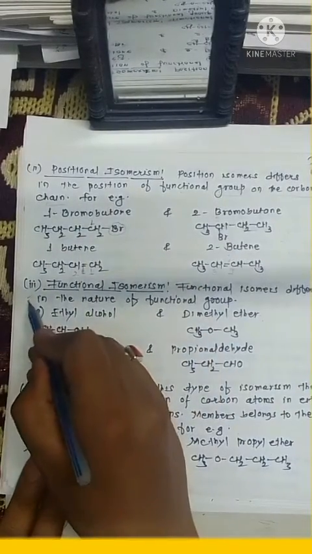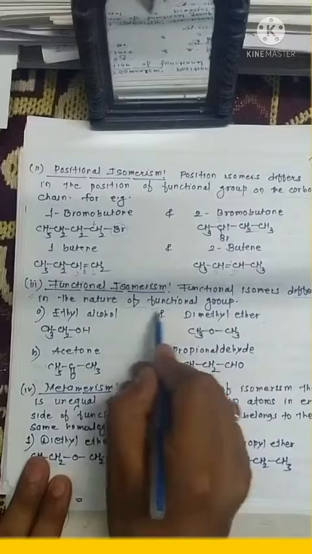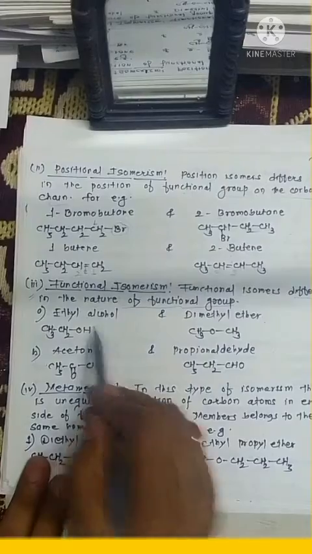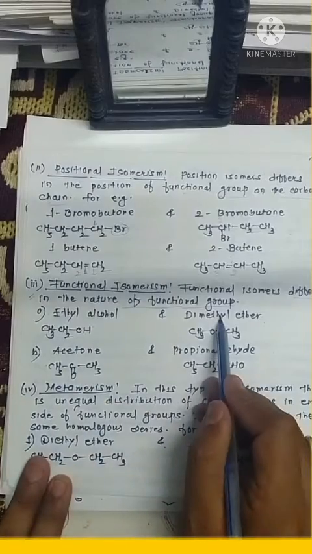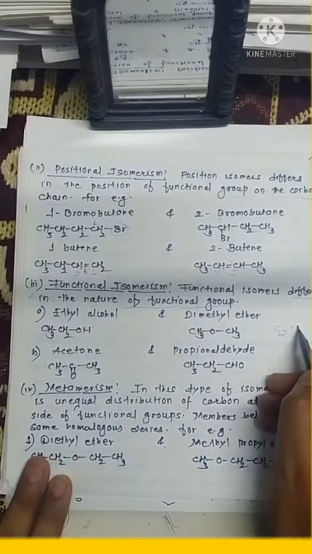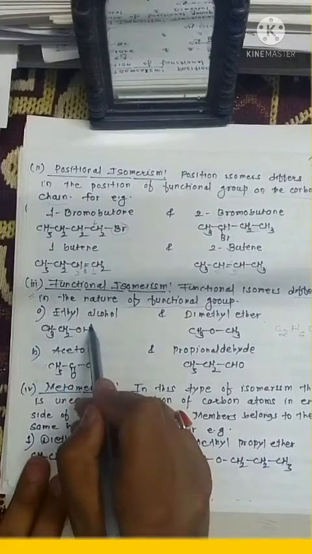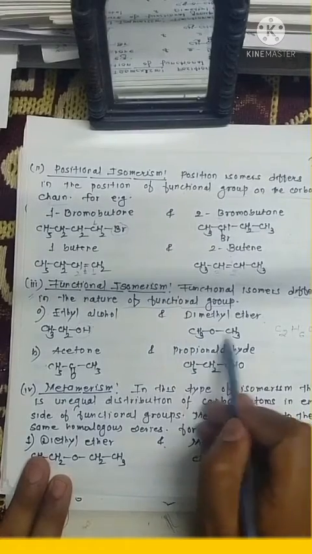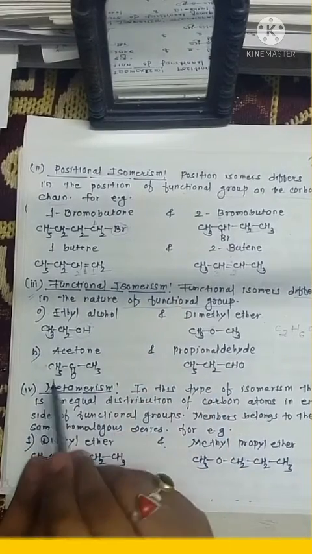Third type is functional isomerism. Functional isomers differ in the nature of the functional group. It is important. For example, ethyl alcohol and dimethyl ether. If we write the molecular formula for ethyl alcohol and dimethyl ether, it comes as C2H6O. But in ethyl alcohol, the functionality is OH. In dimethyl ether, the functionality is COC. That's why they are functional isomers of each other.